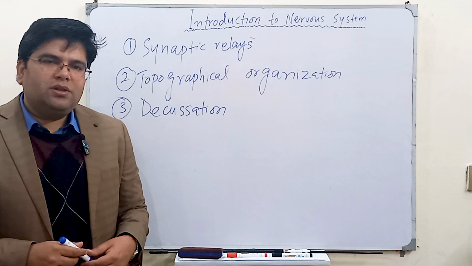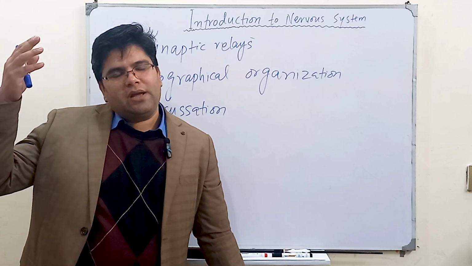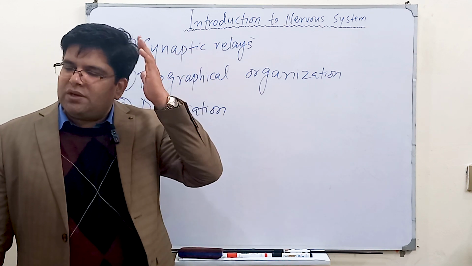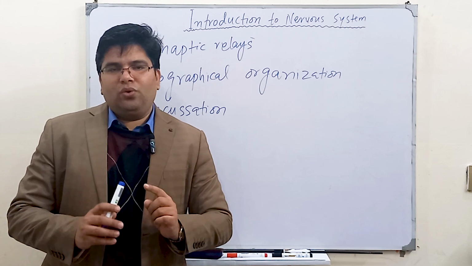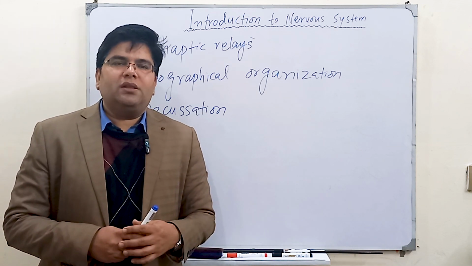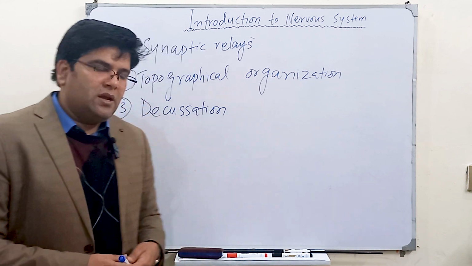And also the motor activities of the left half of the body are regulated by the right cerebral hemisphere, and the motor activities of the right side of the body are regulated by the left cerebral hemisphere. So in both cases, whether it is sensory information or motor information, the signal goes from one side of the body to the other side.